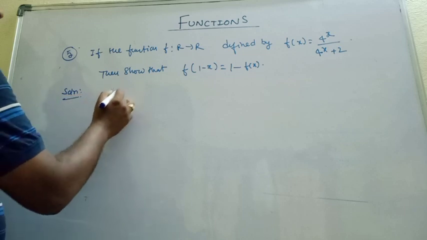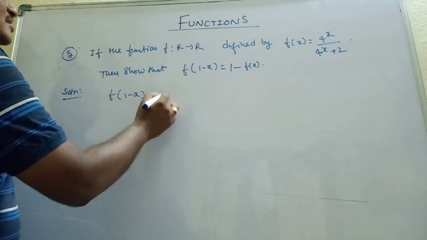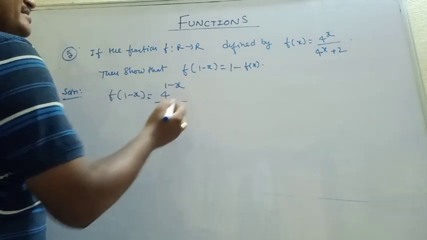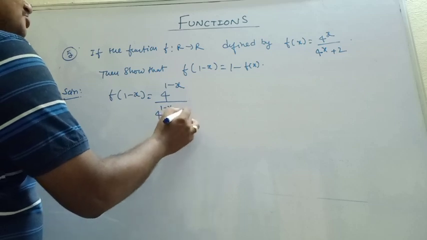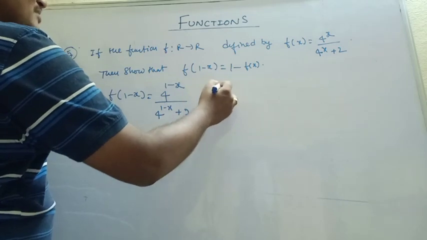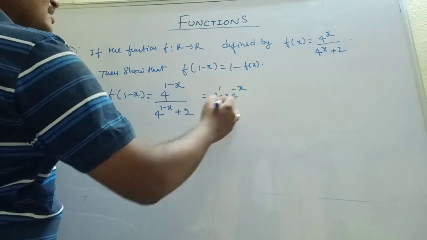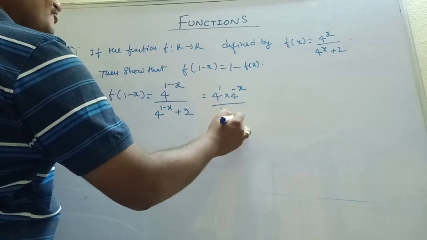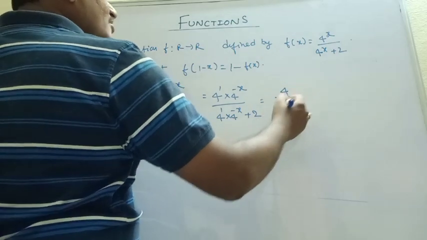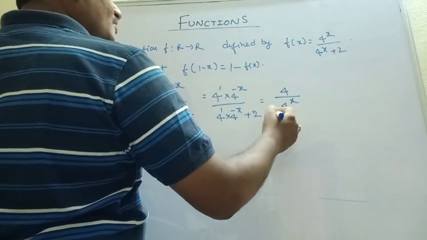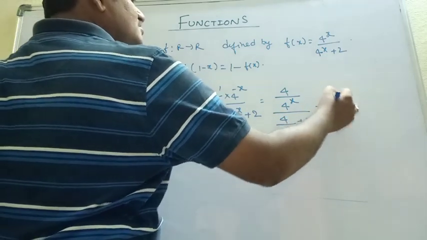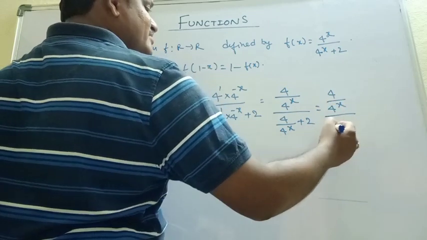We know that f of 1 minus x, if you take here, wherever x is there you replace it by 1 minus x. That means 4 power 1 minus x divided by 4 power 1 minus x plus 2. Even we can simplify this also: 4 power 1 into 4 power minus x, divided by 4 power 1 into 4 power minus x plus 2. This is now 4 by 4 power x, whole divided by 4 power x plus 2. Now this is 4 by 4 power x whole thing divided by 4 power x.